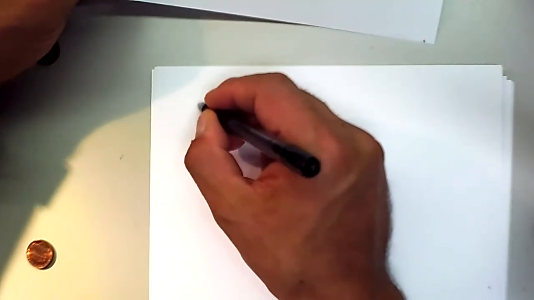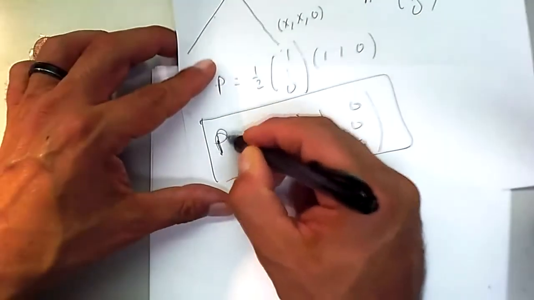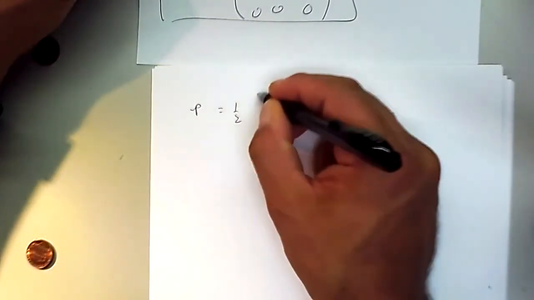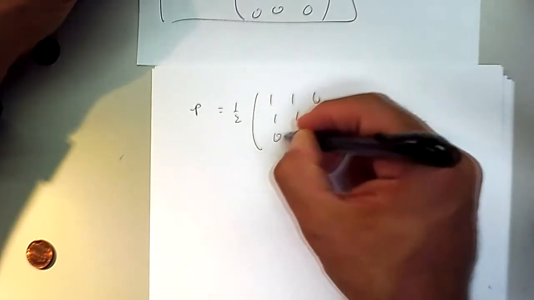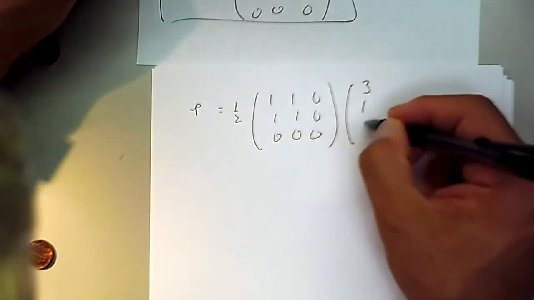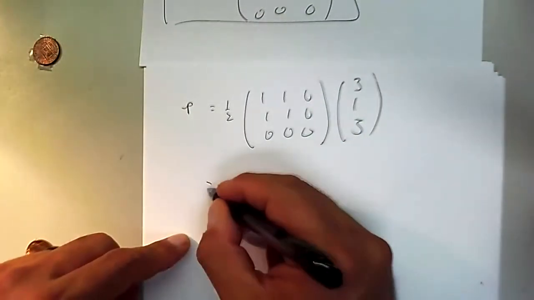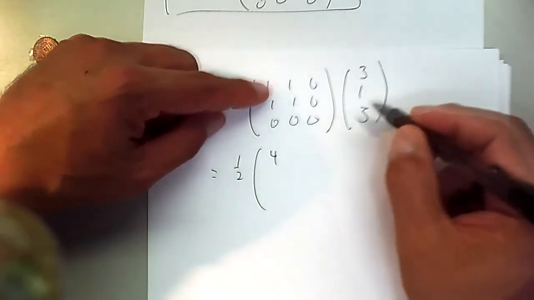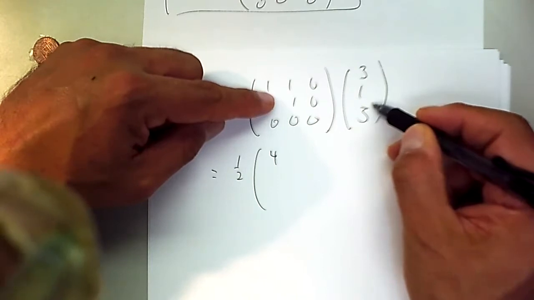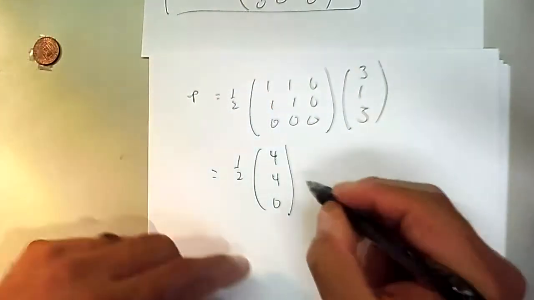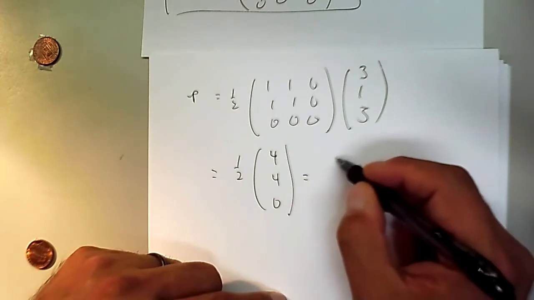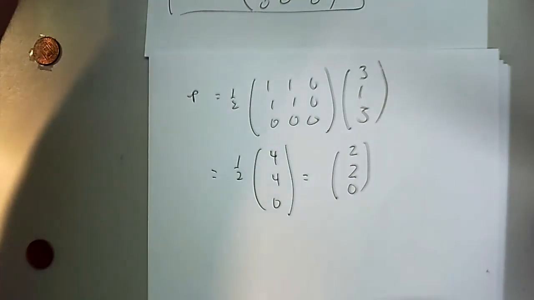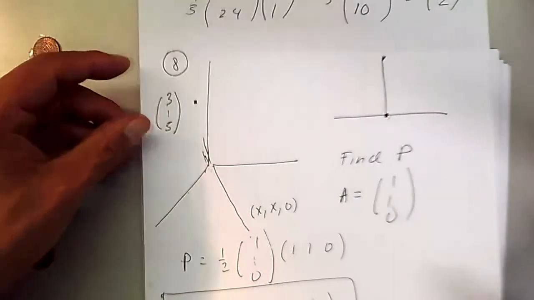So this is capital P. The projection, which we were going to label little p, is a half, 1, 1, 0, 1, 1, 0, 0, 0, 0 times 3, 1, 5. And that's going to be a half of 3, 4, 3, 4. Oh, that's perfect. Oh, it is 2, 2, 0. Interesting.